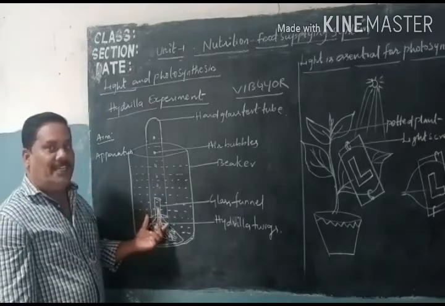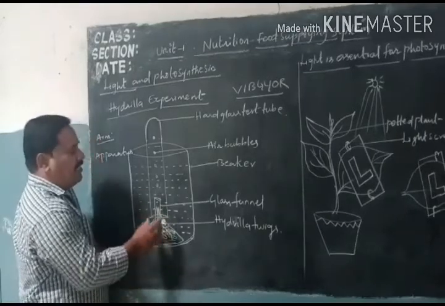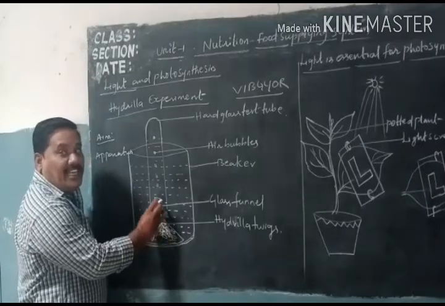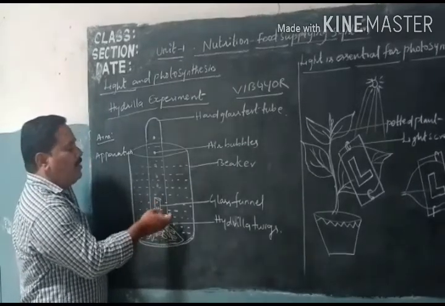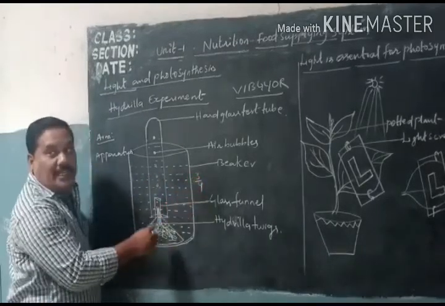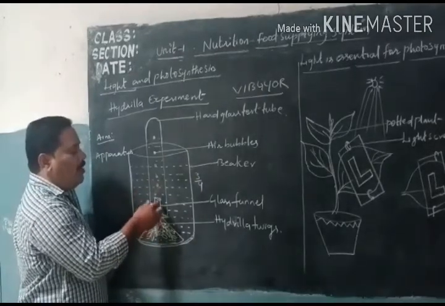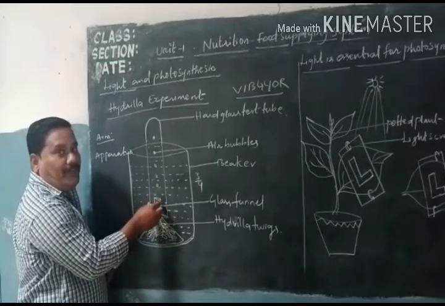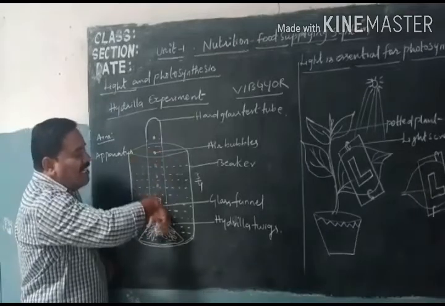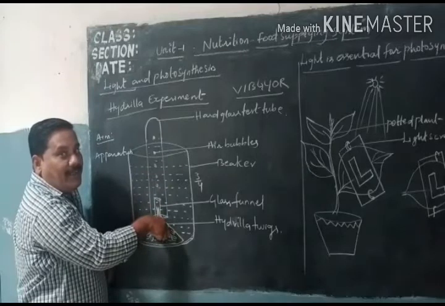Now conduct this experiment. Take a glass funnel. Inside the glass funnel, insert the Hydrilla twigs. Now take a beaker filled with water up to three-fourths. Once you have prepared the Hydrilla twigs in the funnel, invert the funnel inside the beaker of water.